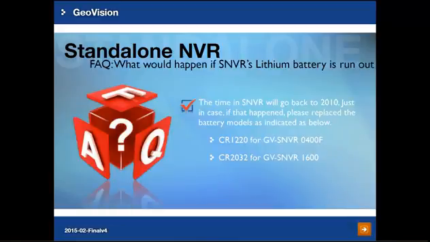Now on to the FAQ section. What would happen if SNVR's lithium battery runs out? The time in SNVR will reset back to year 2010. In this case, you will need to replace the batteries. For 4-channel SNVR, the battery is CR1220. For 16-channel SNVR, the battery is CR2032.